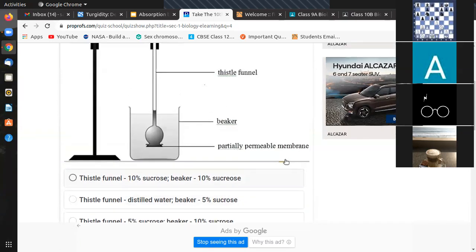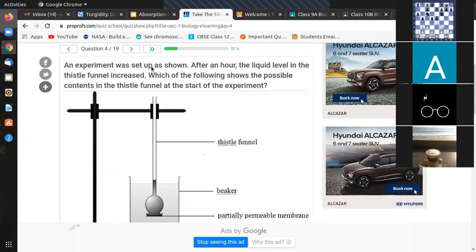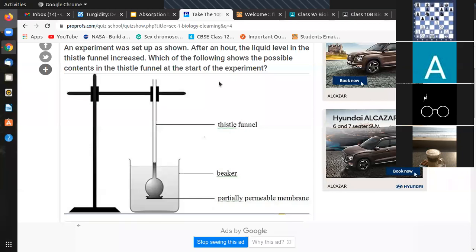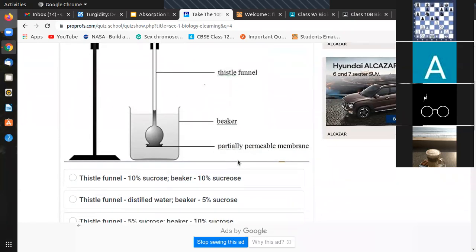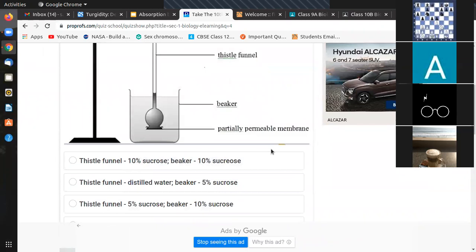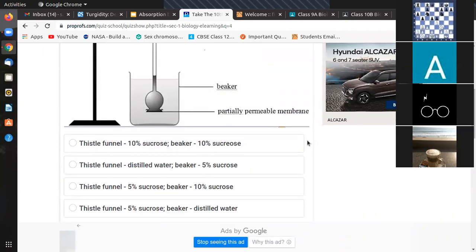If you want to read the question once more, an experiment is shown here. After an hour, the liquid level inside the Thistle funnel increased, right? That means water is moving inside. If the water is moving inside, and this is a partially permeable membrane, what should be the case? Osmosis. So if osmosis is happening, then water is moving inside. So what should be the concentration of the fluid inside and outside?